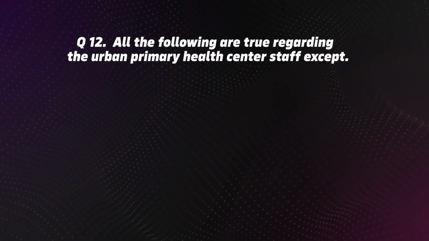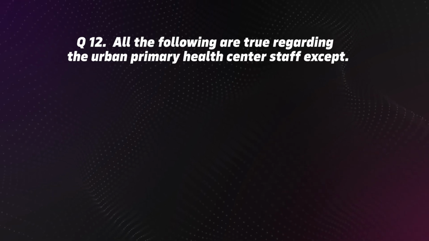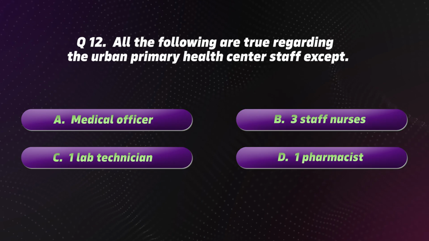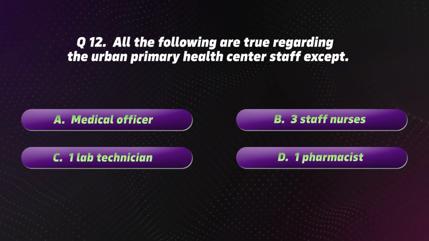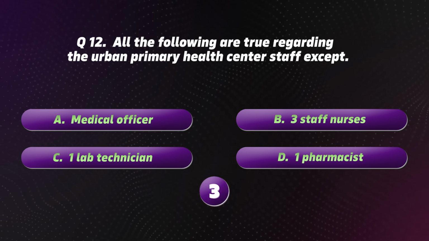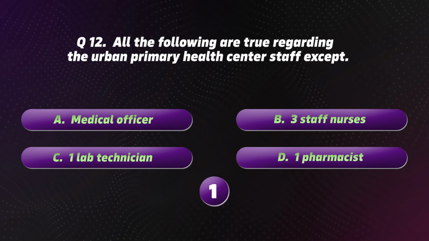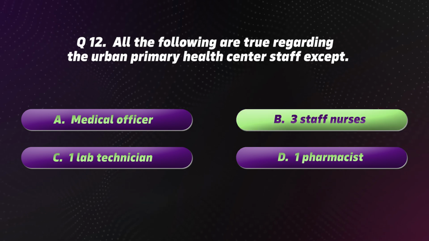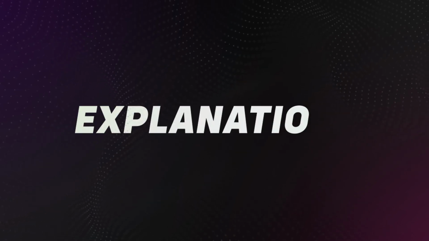Question 12. All the following are true regarding the urban primary health center staff except. Here are the options. A. Medical officer. B. 3 staff nurses. C. 1 lab technician. D. 1 pharmacist. And the correct option is B. 3 staff nurses. Here is the explanation.